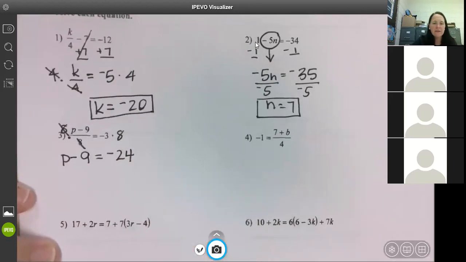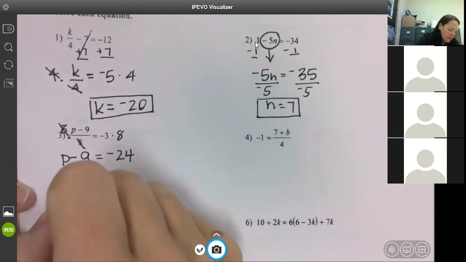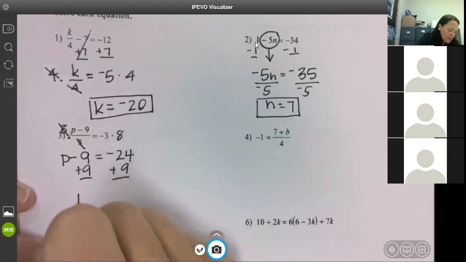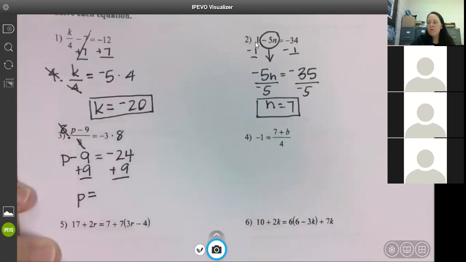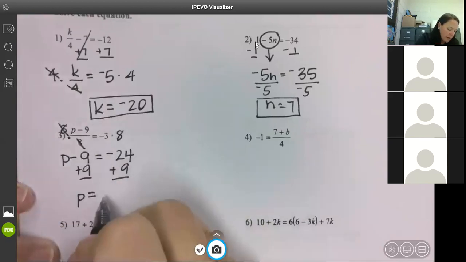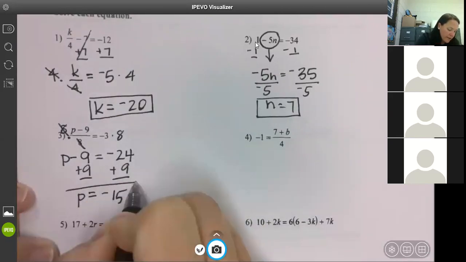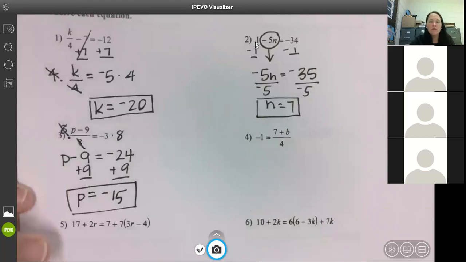What's my last step to this problem? Add 9 to both sides. 9 to both sides. So we get P equals, what's -24 plus 9? -15. Perfect, thank you. -15. And again, if you guys need your calculators for that, that's perfectly fine.